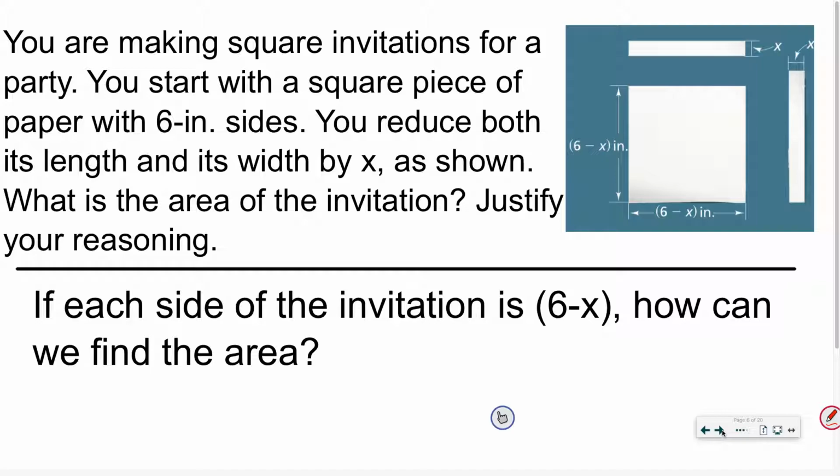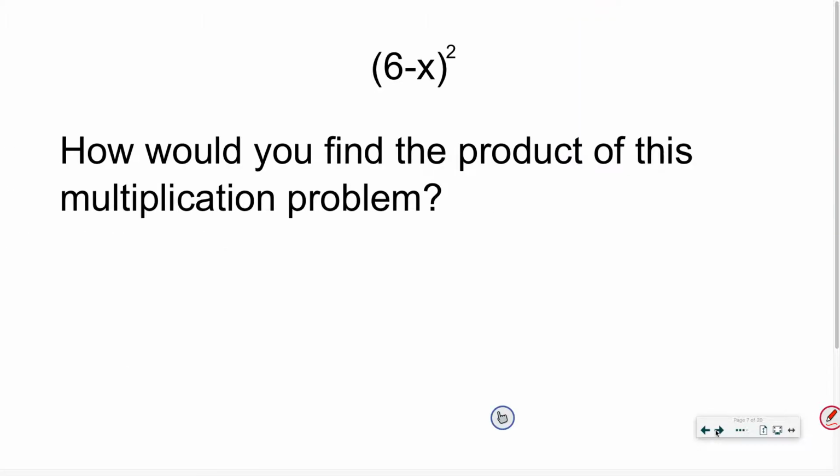If each side of the invitation is 6 minus x, what would I do to find the area? I would multiply. We know whether it's a rectangle or a square, I would multiply both sides, right? The length times the width to find the area. Okay, so here is our problem. We have 6 minus x squared because we're multiplying 6 minus x times 6 minus x. Okay. Is this the same thing as this? In both examples, am I really just multiplying 6 minus x times another 6 minus x? Yes, so I could show it either way.